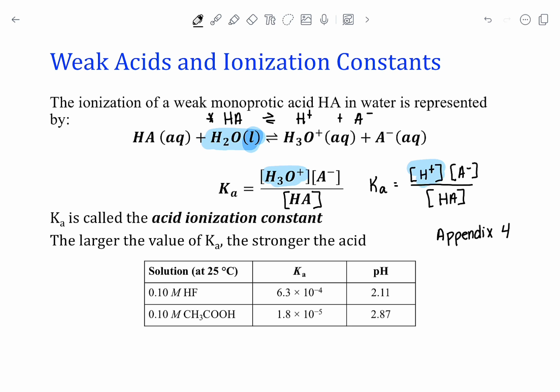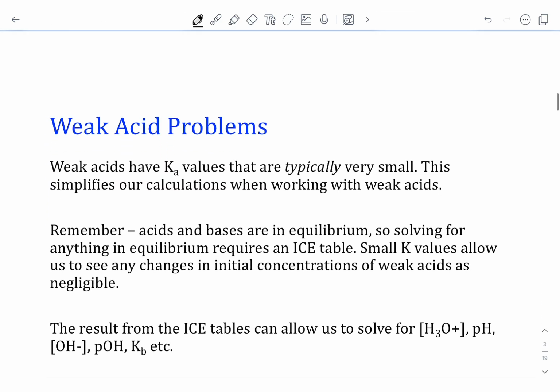So the larger the value of Ka, the stronger the acid is going to be. And that makes sense because we said that our strongest acids, the 7 strong acids that we need to memorize, they don't even have a Ka because they're not in equilibrium. So that means that their Kas are essentially infinite because they are not in an equilibrium. So the higher that Ka value, the stronger the acid is going to be.